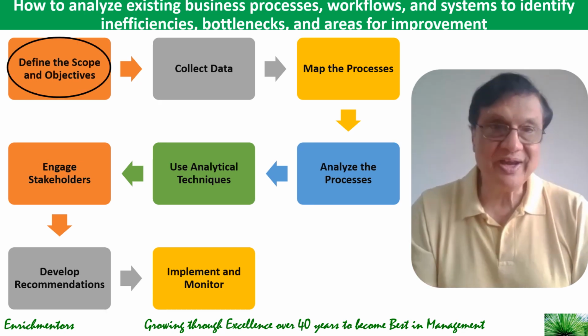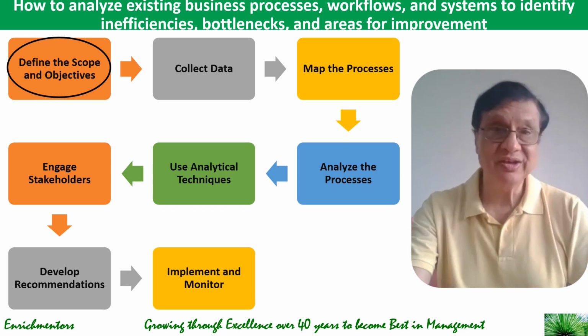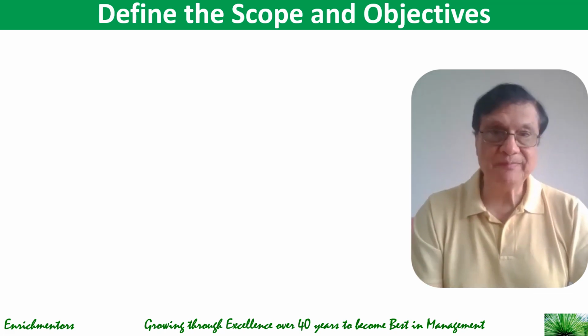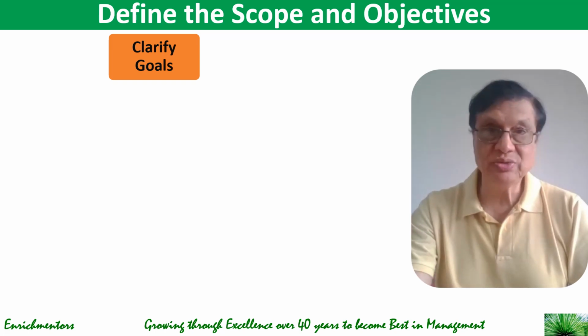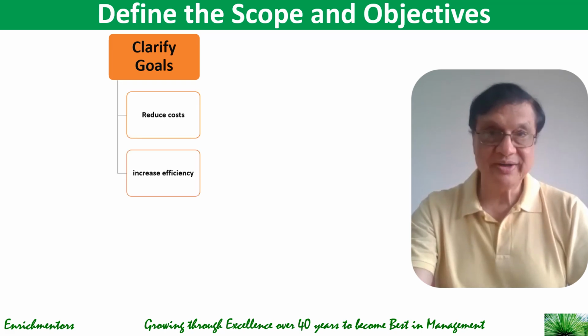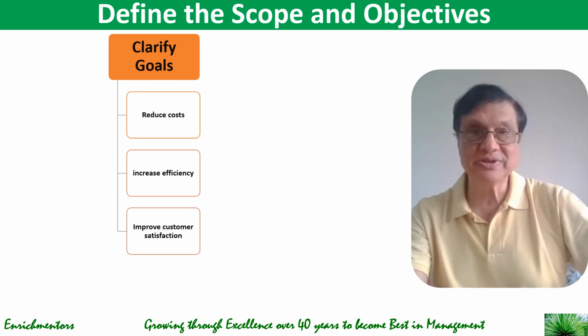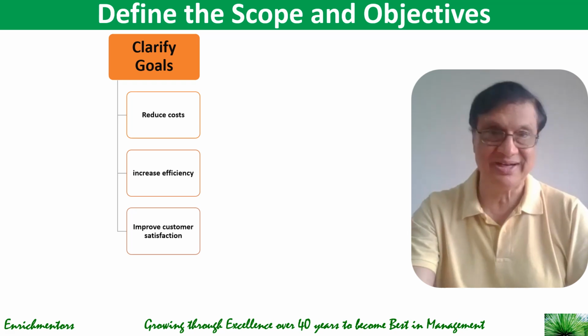So how would you go about defining the scope and objective of your analysis of business processes, workflows, etc.? Any thoughts? See, basically, you need to do two things. One is to clarify your goals. And in that, you need to determine what you aim to achieve with your analysis. Are you looking to reduce costs or increase efficiencies or improve customer satisfaction or enhance productivity? So what is the purpose of your analysis? That must be laid out very clearly because that will sharpen your search and analysis.